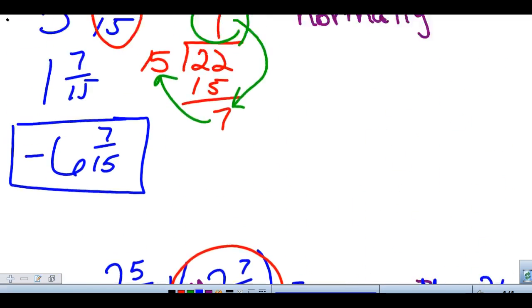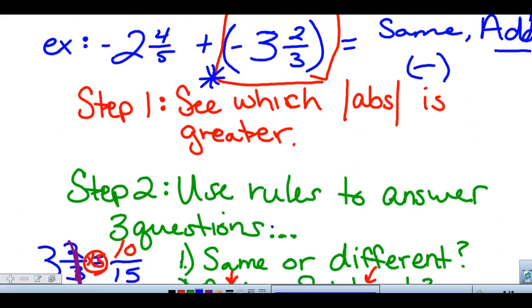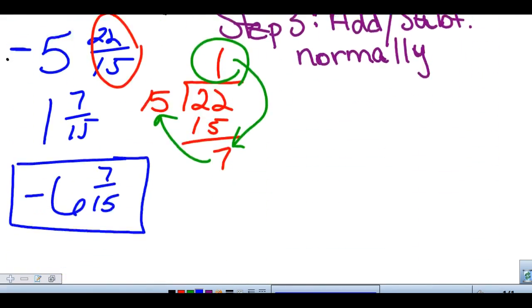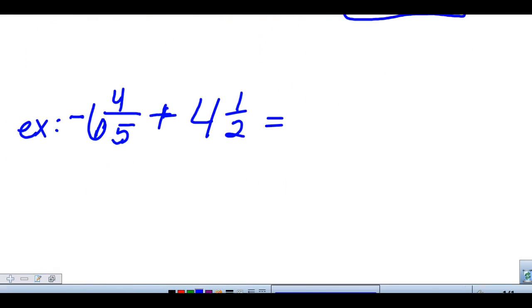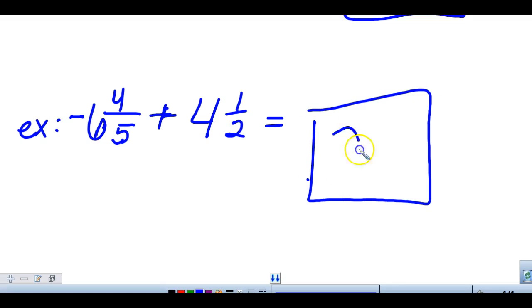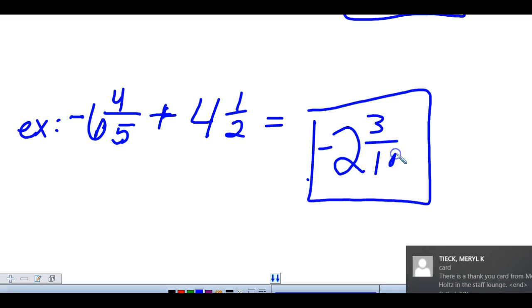So with you, I have done an example of if they're both negative, same sign, or what if one of them's negative and one of them's positive. Why don't you take this next example, pause the video, try it out for yourself, and see how you do. Now that you've paused the video and tried it on your own, you should have come up with an answer of -2 3/10. Here's how.